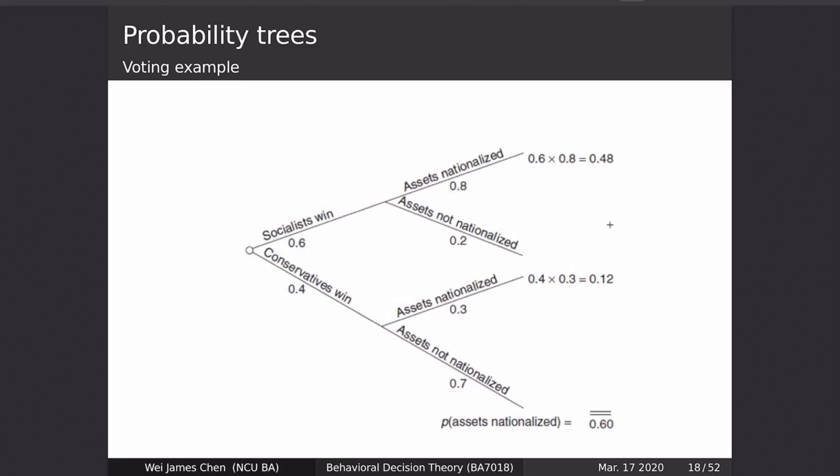Okay, and the multiplication rule also gives us something called the probability tree, which will be important in our future chapter. Okay, so this is a voting example. Suppose the future outcome of an election has two stages. Either the socialist will win or the conservative will win. And after that, there are two events that will happen: either the asset will be nationalized or the asset will not be nationalized. This here is also two cases.